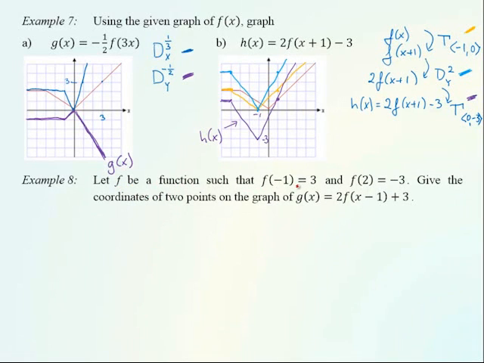In the next exercise, we have given some information about function f. We know that f of -1 is 3, f of 2 is -3, and we need to give the coordinates of 2 points on the graph of the new function created out of f in the following way. So what we really need to do is observe the pathway of those 2 points. What will these 2 points do when we perform the appropriate transformations? Well, let's list those 2 points. First, -1, 3, and 2, -3.